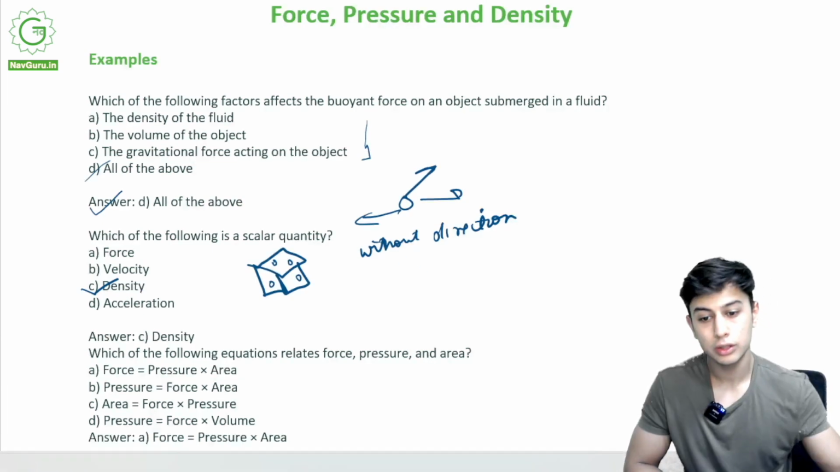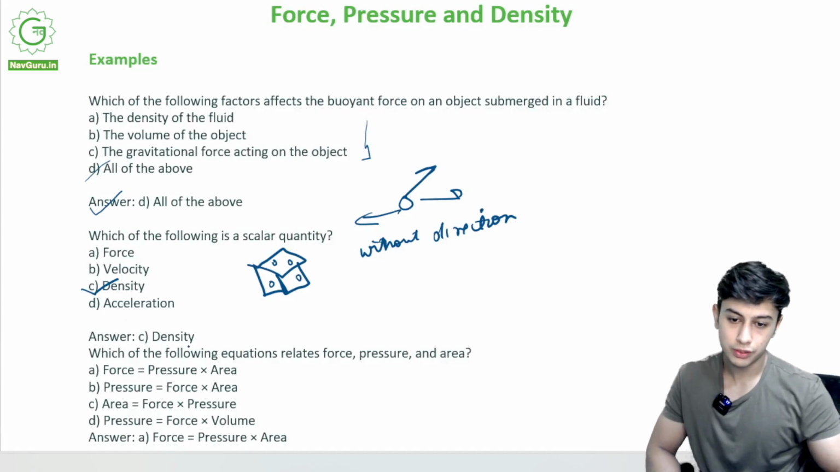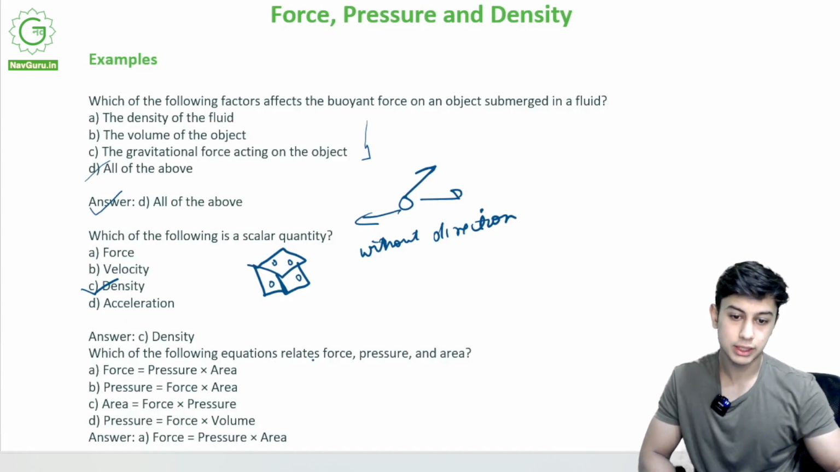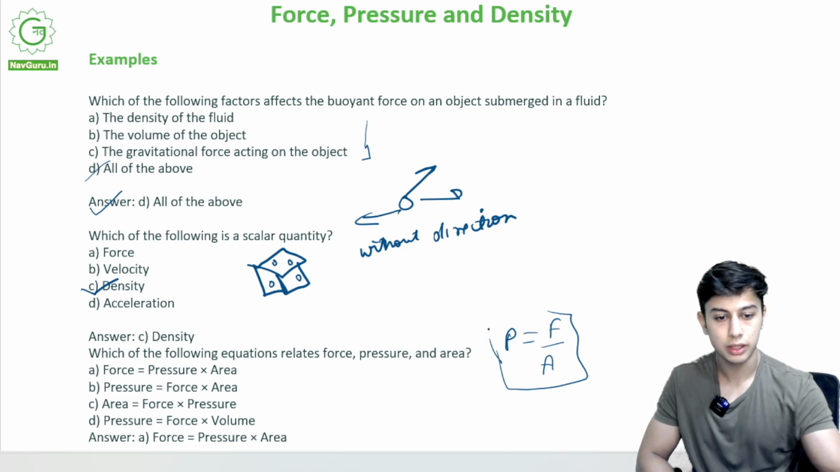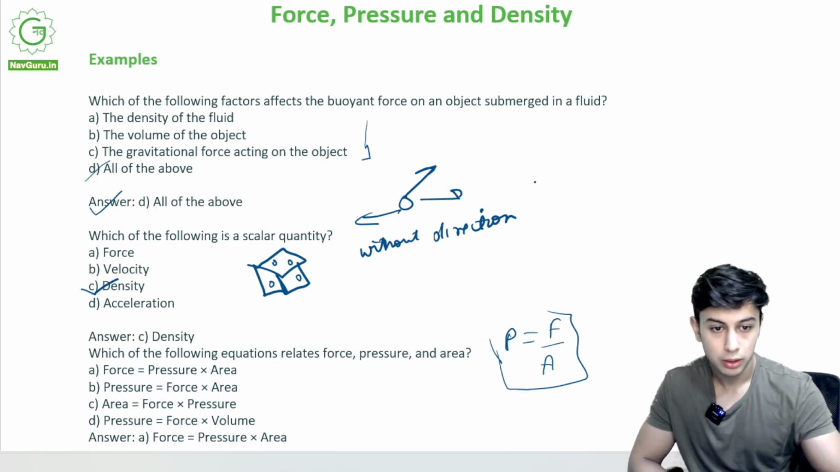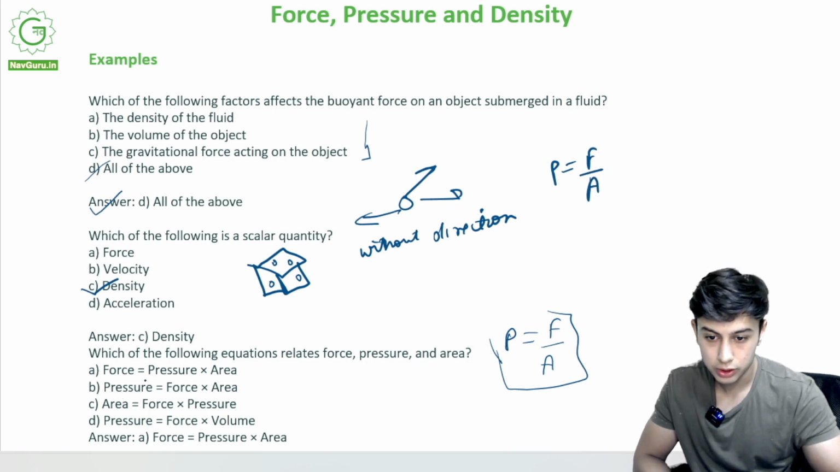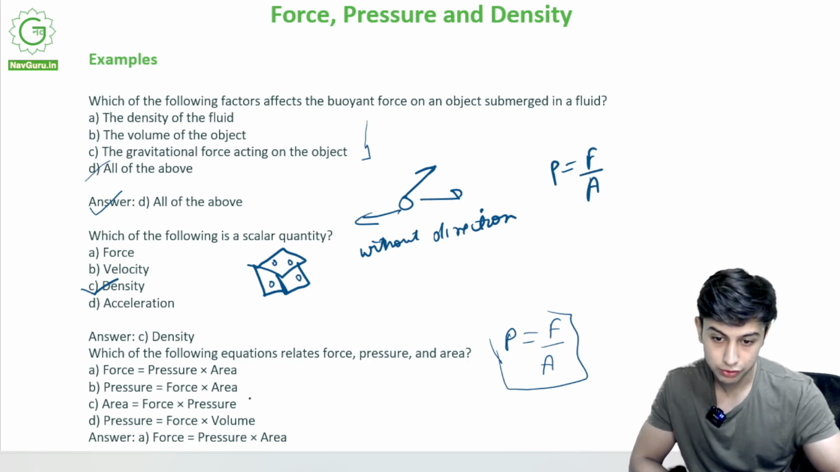For our next question, which of the following equations relates force, pressure and area? If you remember the formula, P is equal to F upon A. This is the basic relation between all of them. Over here, force is equal to pressure into area, pressure is equal to force into area, area is equal to force into pressure, pressure is equal to force into volume. There is no volume into play.